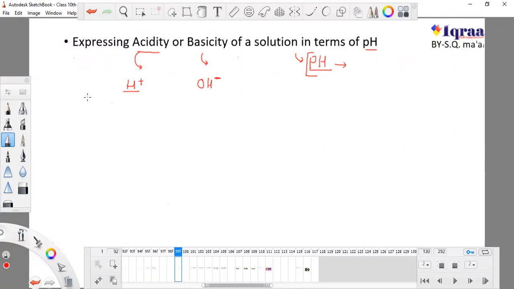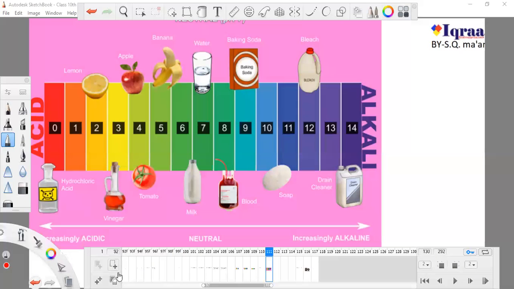Now generally we use the term pH for each and every substance. For milk, we say that the pH of milk is something in this range. Water is pure neutral and the pH of water is 7. The pH of citrus fruit, or lemon, is 2. The pH of hydrochloric acid is below 2, or 1 point something. The pH of soap is 10 point something.